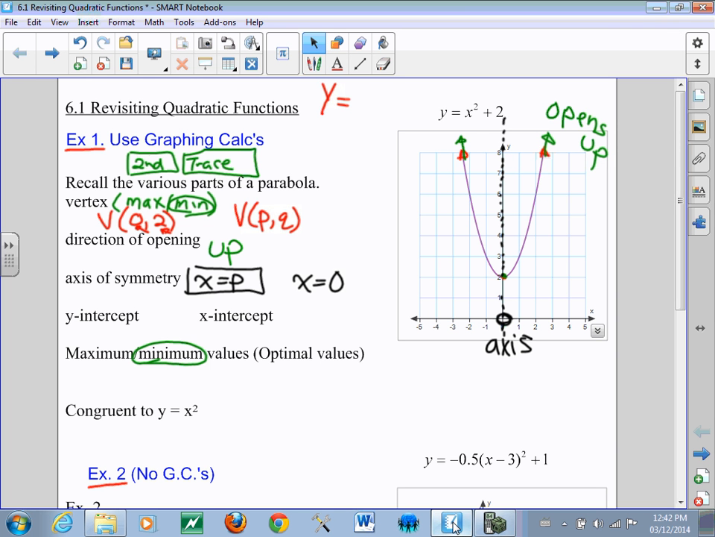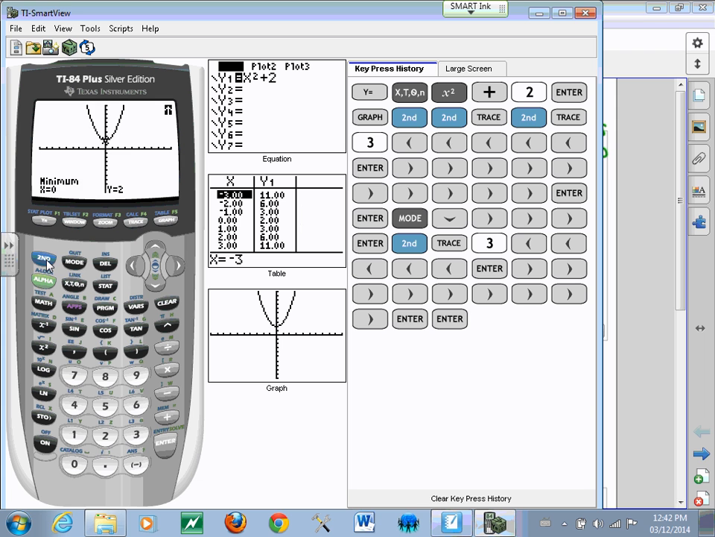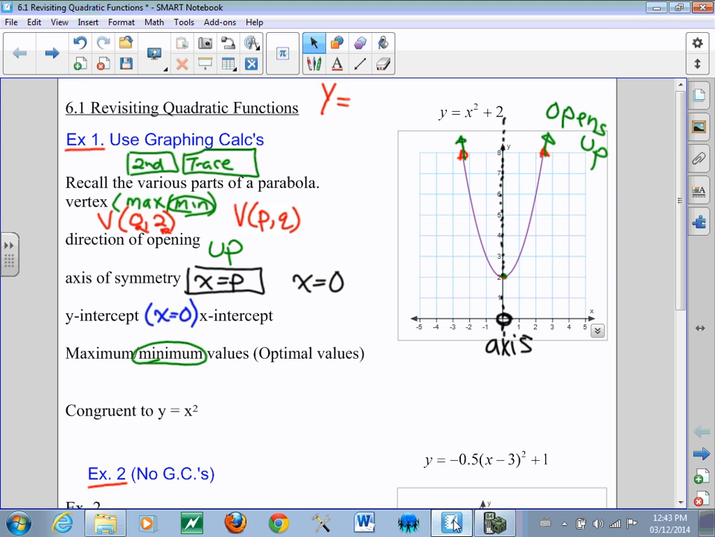All right, to find the y-intercept, ladies and gentlemen, we usually let x equal 0. So we're going to go to our menu on our graphing calculator, go second trace, give a value, which is number 1, so press enter, where x equals 0. You enter that in, and it's going to tell you that y equals 2. So that's our y-intercept, y equals 2.